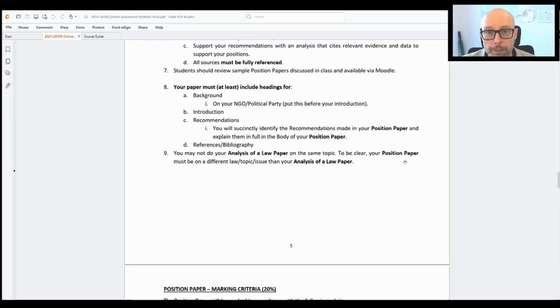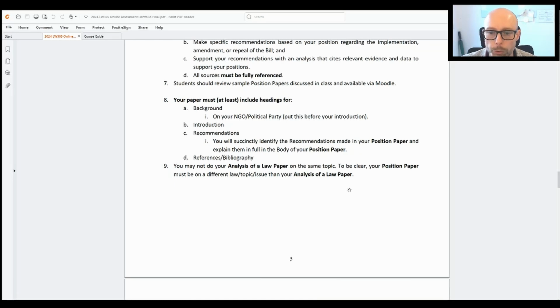You're going to include references and a bibliography, and you cannot do your analysis of a law paper on the same topic or issue. So these two papers, the two things you'll do this semester, must be on different topics. Your forum post can be on the same topic as either of these, but only one of them. Okay.